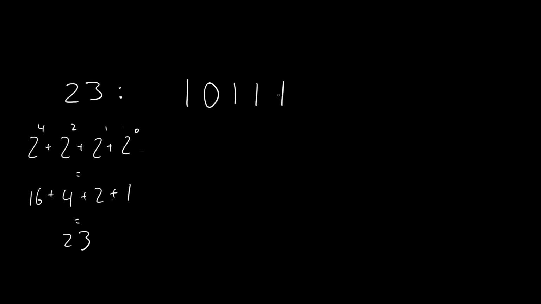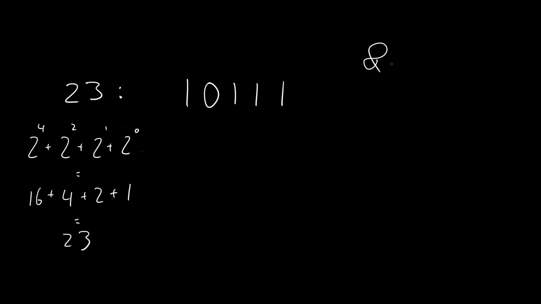Now the question asks, how many 1s are there? As you can see, it's 4. Usually just by looking at it, it's pretty easy. But how do we code this up? The answer is actually pretty simple. What you need is an AND operator.